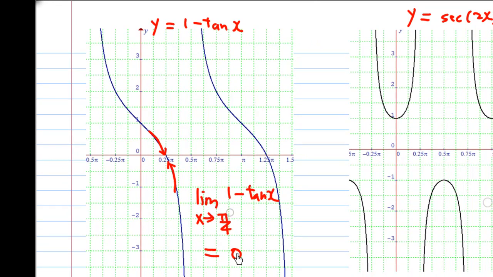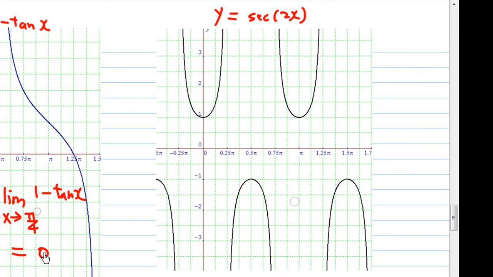On the other hand, I have a graph of y equals secant 2x. You notice that when x goes to pi over 4 from the right, then the y goes to minus infinity. So we can see from here, the limit as x goes to pi over 4 from the right of secant 2x is actually negative infinity. On the other hand, if x approaches pi over 4 from the left, then you find that y approaches plus infinity.